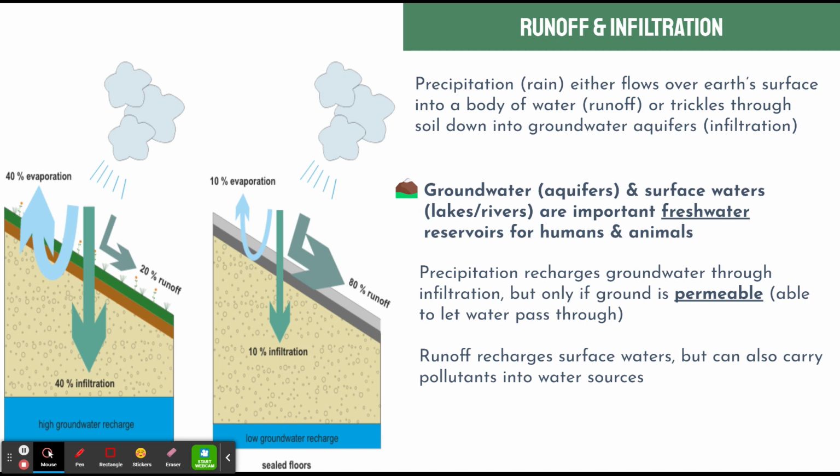So precipitation recharges groundwater through infiltration, but only if the ground is permeable, which means that water is able to pass through. We should know a little bit about impervious surfaces such as concrete, buildings, roadways. They prevent water from being recharged into the ground because the water cannot percolate or trickle through the soil to recharge our groundwater. And because of this, we also have increased amounts of runoff. So again, runoff is when it rains and water carries things away into a local waterway rather than into the ground. So when you have increased impervious surfaces, you also have increased instances of runoff.